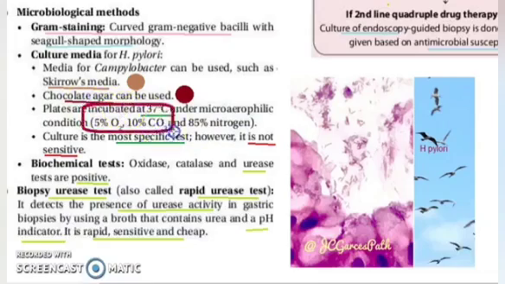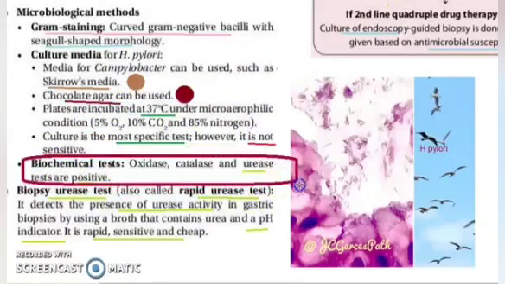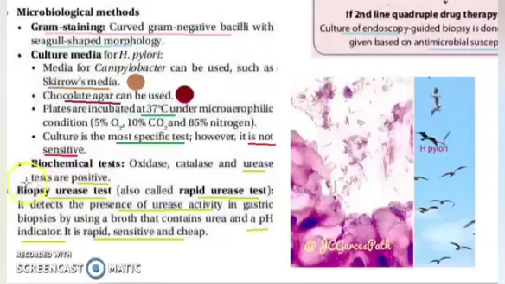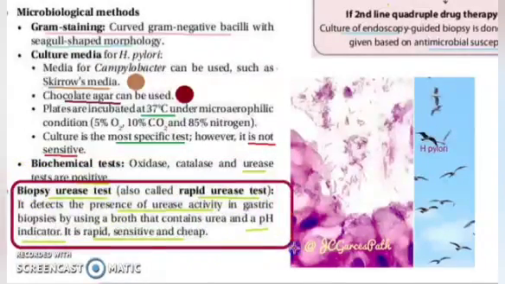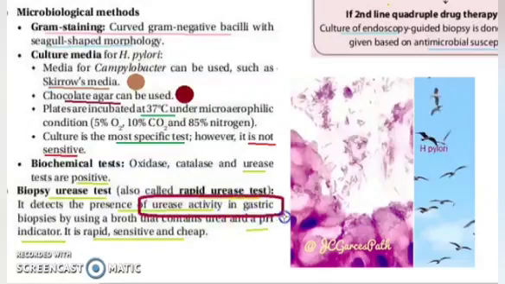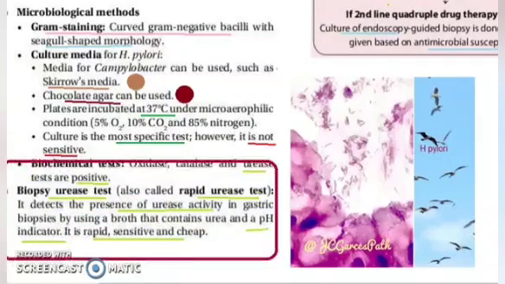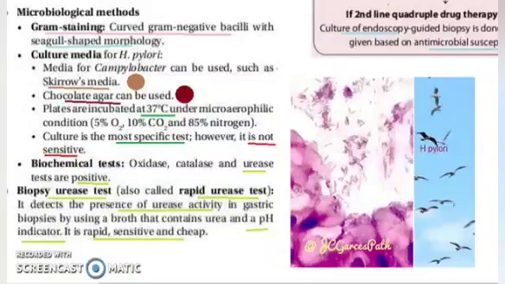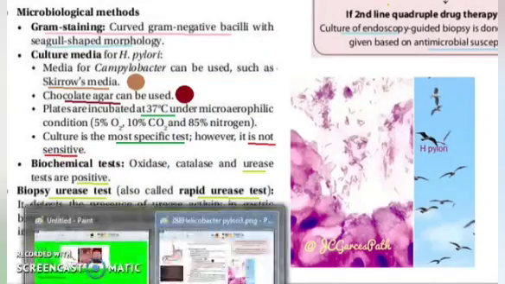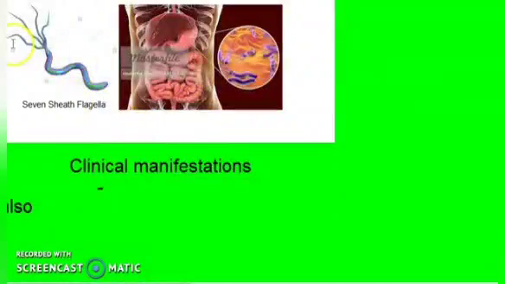No special temperature here. And what else are the biochemical tests? Obviously, urease will be positive. That you already know. Biopsy urease test also you can do. Okay. You can check the urease activity from the sample obtained from the biopsy. Okay. That completes the lab diagnosis of H. pylori. Let me write it here.